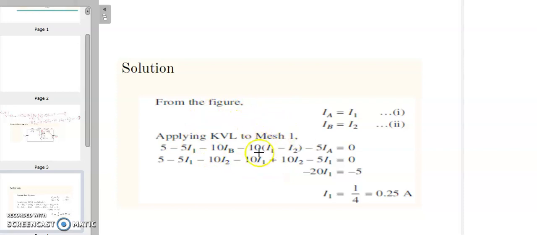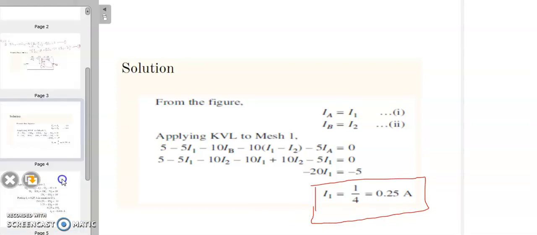These are the equations which we have already solved. Our first equation was 5 minus 5 I1 minus 10 IB minus 10 times (I1 minus I2) minus 5 IA equals 0. Wherever it is IB, we have replaced it by I2. We have solved this bracket and it has become minus 10 I1 plus 10 I2. By all this, we have got the value of I1 as 1 by 4, that is 0.25 ampere.